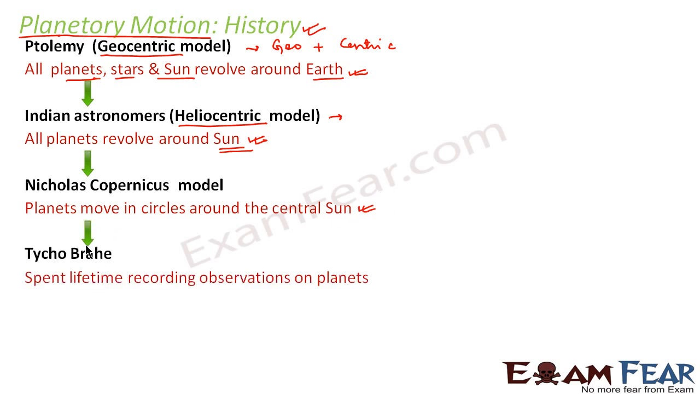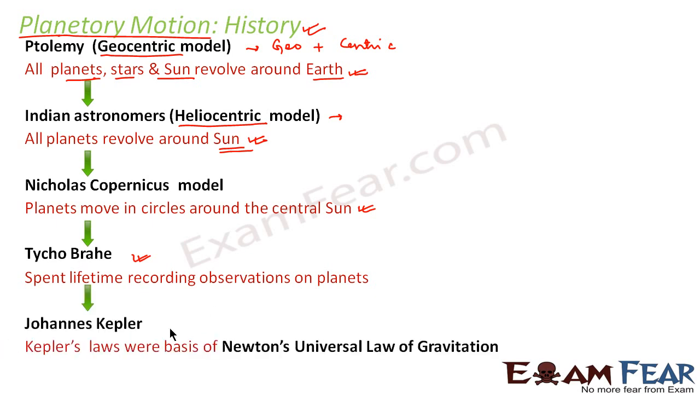Even after that came a scientist named Tycho Brahe, who spent his lifetime recording observations on planets. He did a lot of experiments studying the planets, but unfortunately in his lifetime he could not reach a conclusion. So finally came Johannes Kepler, who used the observations made by Tycho Brahe, and he gave Kepler's 3 laws of motion.